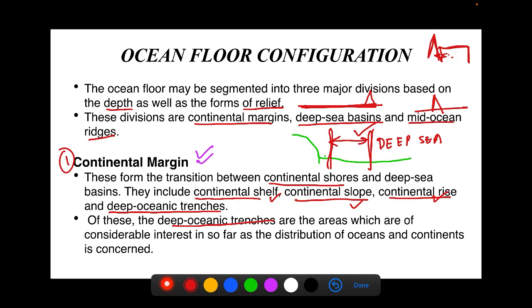So what we have studied till now is that the ocean floor has three divisions: continental margin, deep sea basin, and mid-oceanic ridge. The continental margin is itself divided into various parts such as continental shelf, continental slope, continental rise, and deep oceanic trenches. The first three we will discuss in oceanography. What we are concerned with now is deep oceanic trenches, and we will see in the upcoming lecture how they are actually formed.